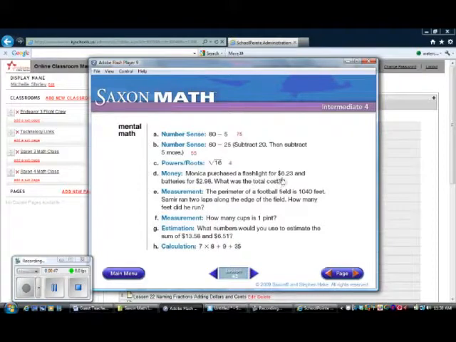Monica purchased a flashlight for $6.23 and batteries for $2.98. What was the total cost? You're going to treat this like it's $3 and then subtract 2 cents when you're done. So add $3. Subtract 2 cents, and you've got $9.21.